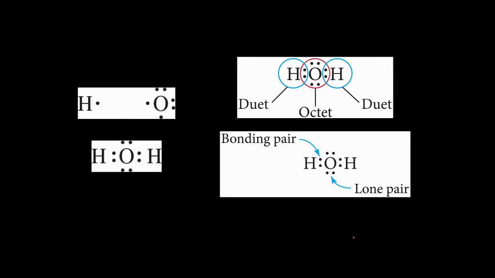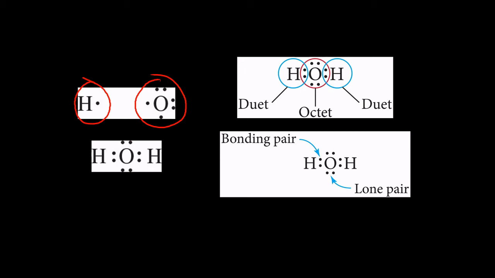So just another example here, oxygen and hydrogen. Everybody knows the formula for water is H2O, 2 hydrogens, 1 oxygen. And if we actually look at how those connect together in terms of their Lewis structure, the oxygen has 6 valence electrons. Each hydrogen has 1. So the oxygen is looking for 2 more electrons, and each of the hydrogens is looking for 1 more electron.